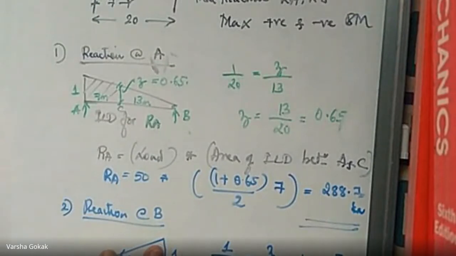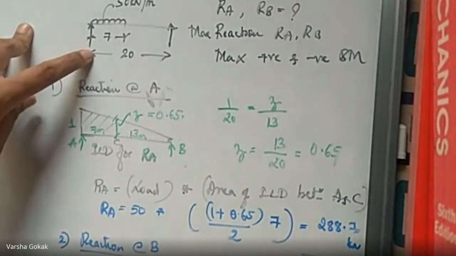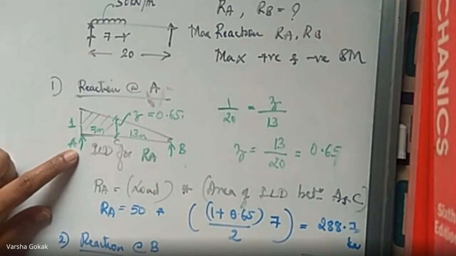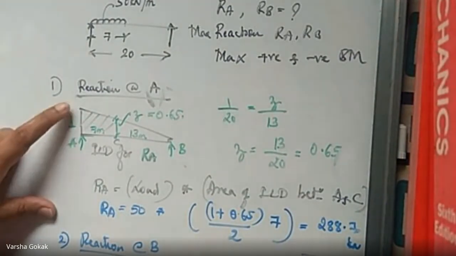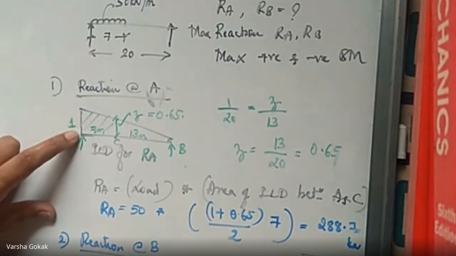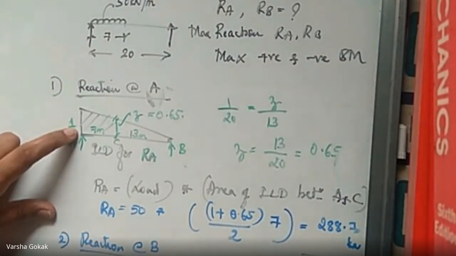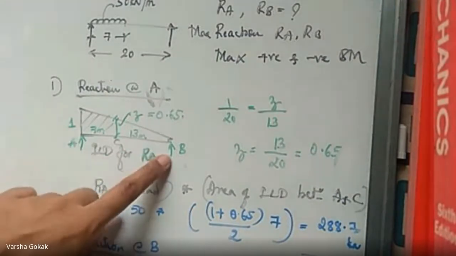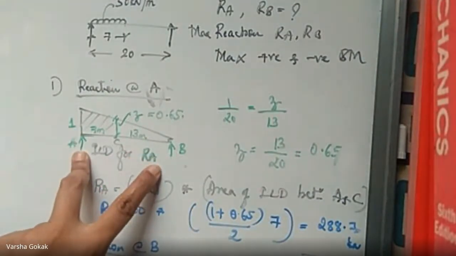Any doubts? Just quickly, whatever beam is given to us, first I will draw for a unit load. I know how to draw the IID diagram when there is a unit load, right? At A, if I'm doing unit value at A, at A it will be unit, and at B it will be 0. You get this triangular IID value.